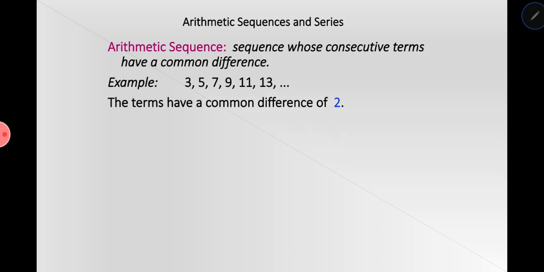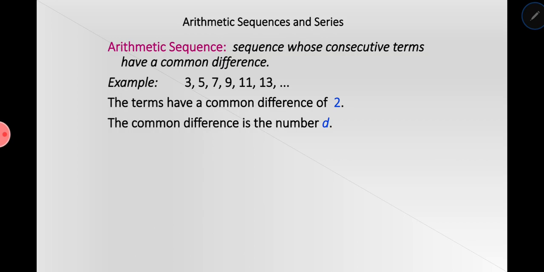Paano kaya nakuha si 2? So si 2 nakuha, kinuha mo na yung difference ng second term sa first term. Tinignan din ang difference ni third term at second term, difference ni fourth term at third term, difference ni fifth term at fourth term, and the difference of the sixth term and the fifth term.